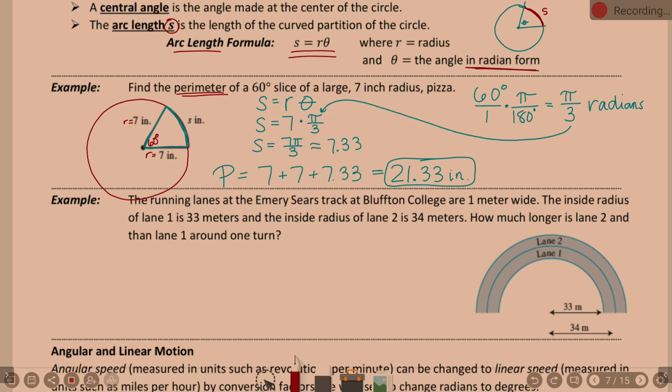The running lanes at the Emory Sears track at Bluffton College are 1 meter wide. The inside radius of lane 1 is 33 meters, and the inside radius of lane 2 is 34 meters. How much longer is lane 2 than lane 1 around one turn?